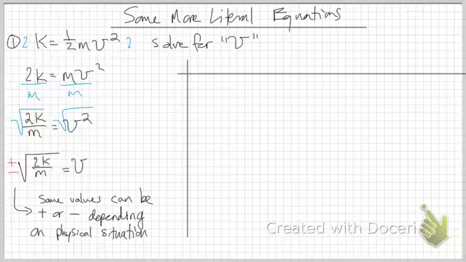some values, depending on the physical situation, can be positive or negative values describing a physical situation. Other types of values cannot. They can only be positive, for example. So we will encounter those different types of quantities next week. But just be mindful, sometimes we need that plus or minus, sometimes it can only be plus.